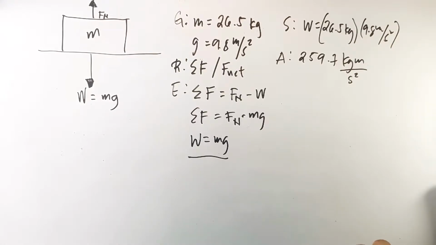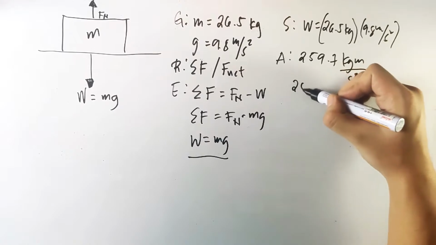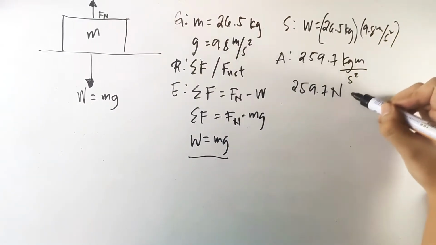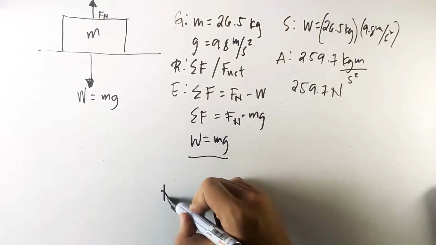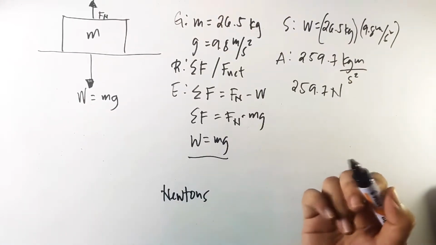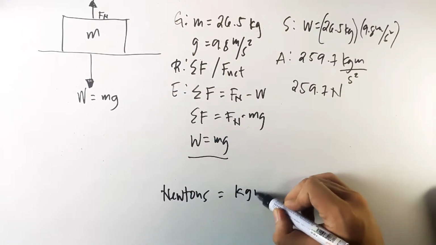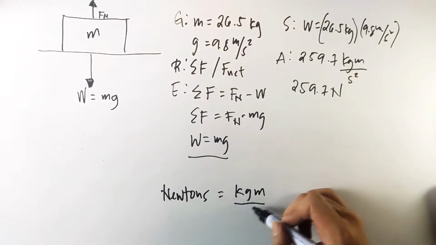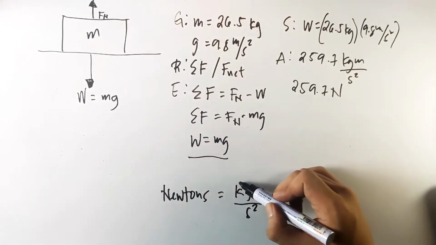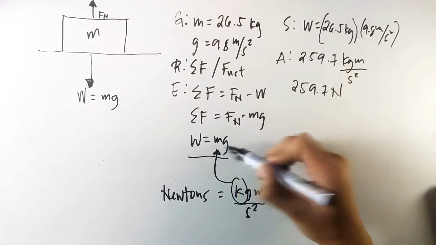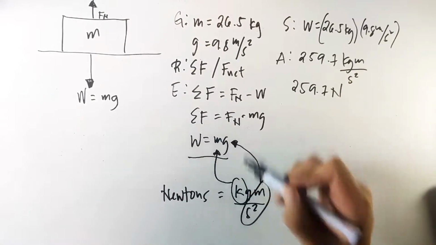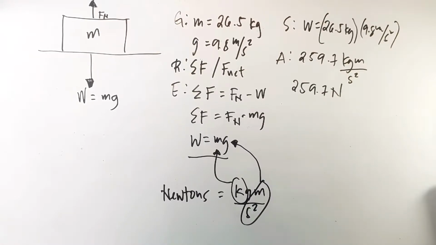Or the SI unit for force, newtons. So 1 newton is equivalent to the combination of kilogram times meter per second squared. As you can see, this can be derived from this variable, which guarantees that the equation used is correct. So this is your weight.